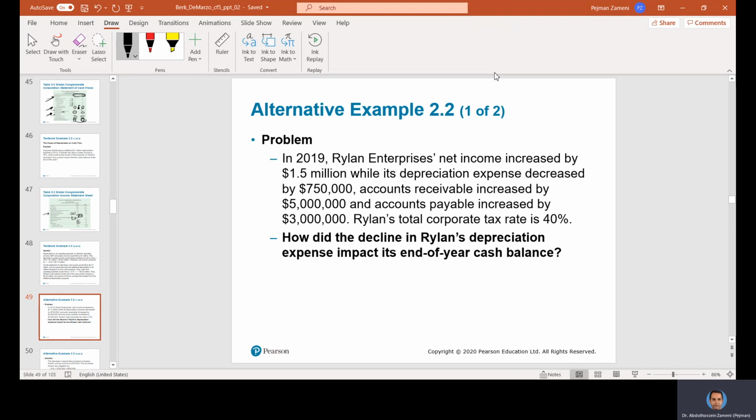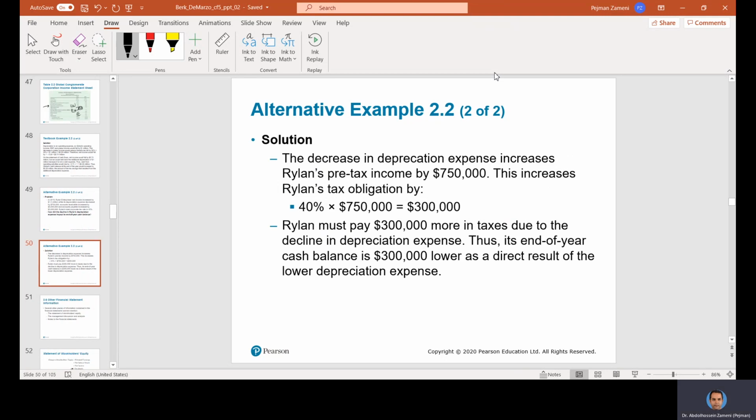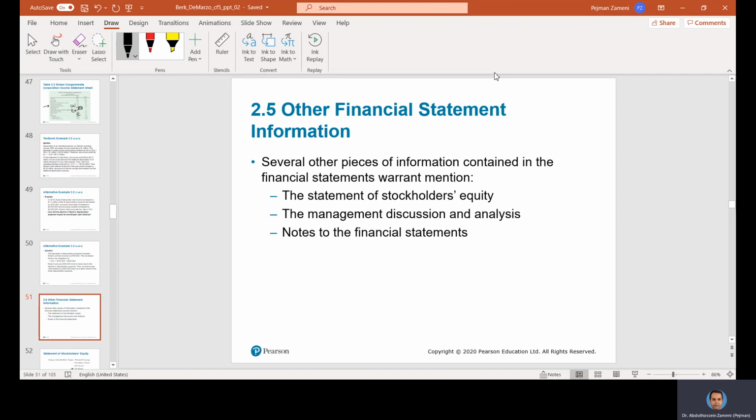There's another example. Please go through it by yourself, which is quite easy. Other financial statement information: several other pieces of information contained in the financial statements weren't mentioned. The statement of stockholders' equity, the management discussion and analysis, and notes to the financial statements.